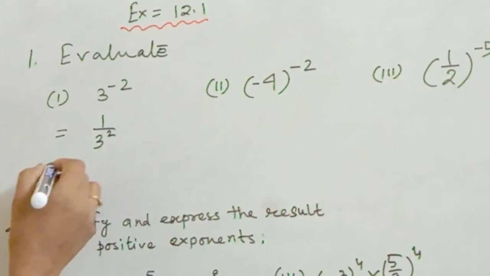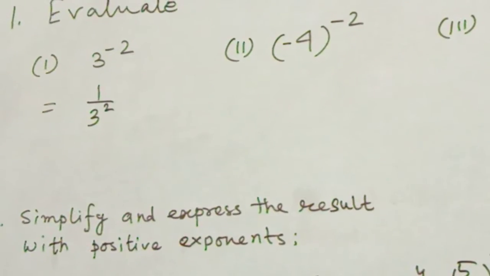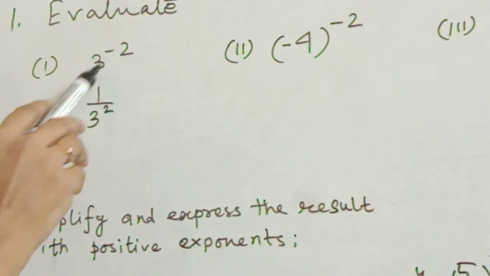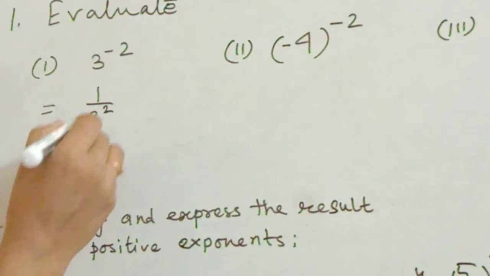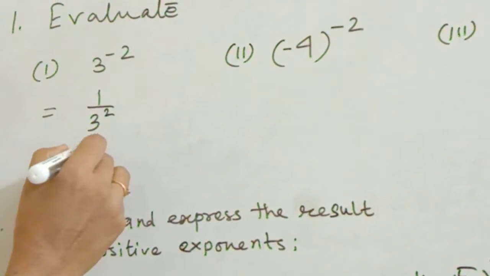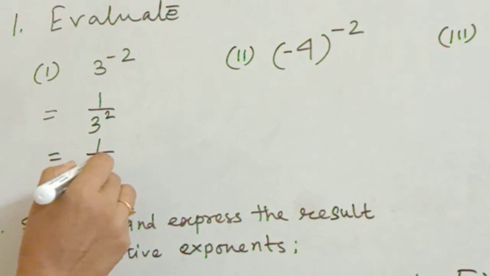Evaluate means you have to find the value. Now 3 to the power minus 2 is 1 by 3 square, and you have to find the value. 1 by 3 square means 3 into 3, so 1 by 9.